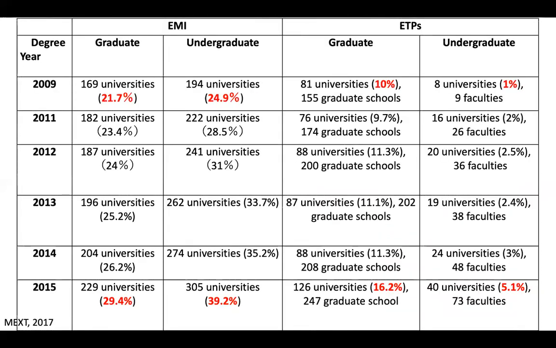And this table shows the number of EMI and ETPs at the graduate and undergraduate levels from the start of the G30 program in 2009 to the recent 2015. And as we can see here, the number of undergraduate EMI is more, and at the graduate level we have more ETPs.